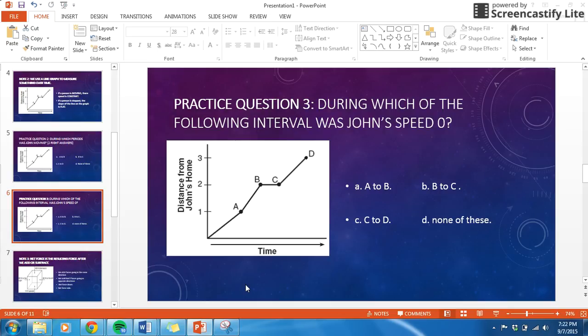Practice question number 3. During which of the following intervals was John's speed 0? So when was he stopped? Was it A to B, B to C, C to D, or D, none of these?